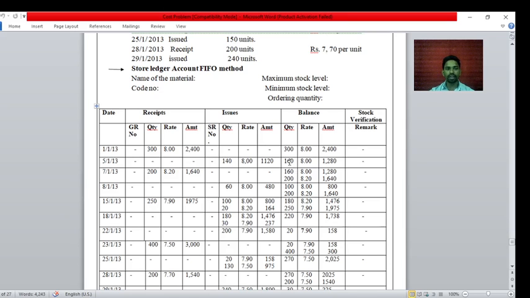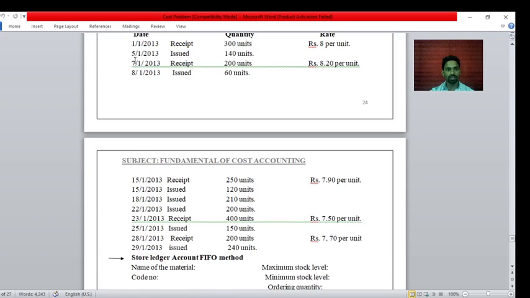On the next date, 7 January 2013, there are again receipts of 200 units at the rate of 8.20 per unit. It means they again purchased raw material on 7 January. How many units?